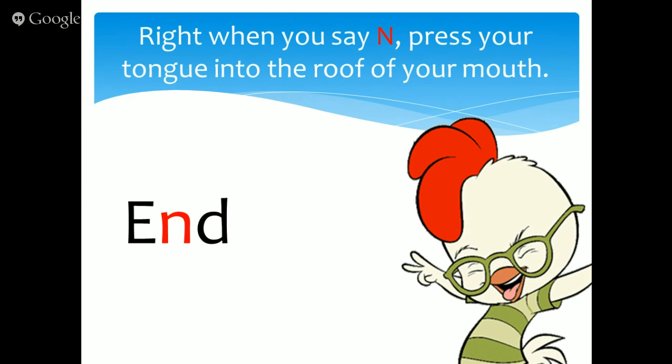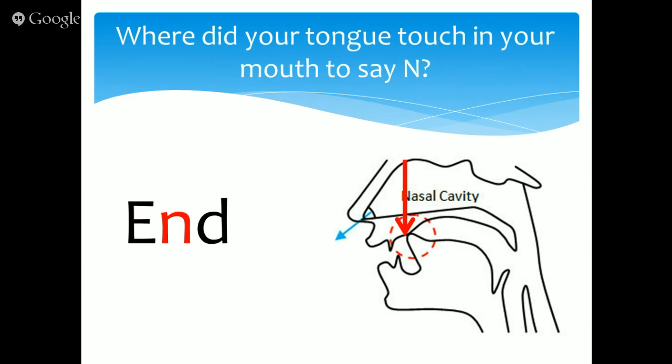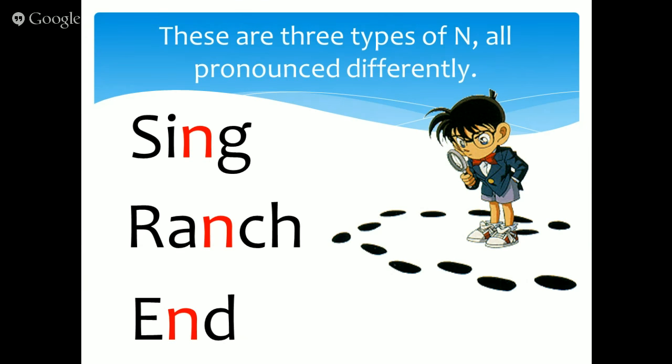And now we're going to say end. And right when you say the N in end, push your tongue a little bit harder where it normally hits. End. So where did your tongue touch your mouth when you said the N in end? It should have touched right there. This is very interesting. So the Ns really are different because there's three types of N and they're pronounced differently.